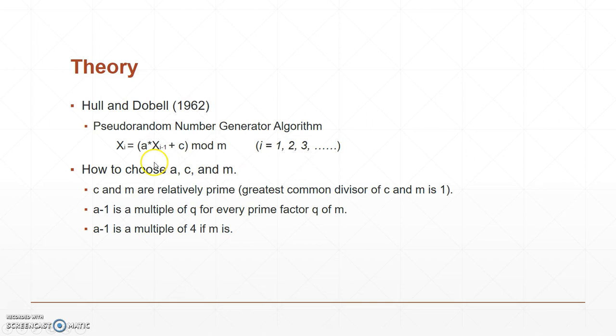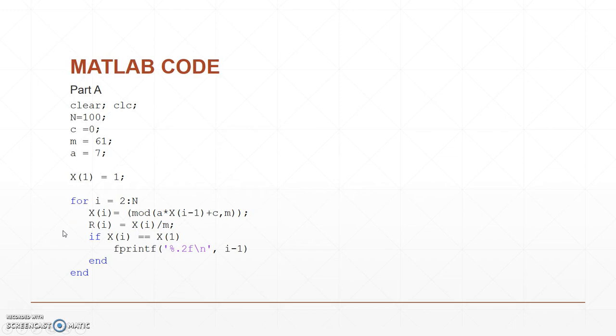And basically what they said in their theory was, here is a parameter on how to choose a good A, C, and M. What they said was that C and M are relatively prime, so their greatest common divisor of C and M is 1. A minus 1 is a multiple of Q for every prime factor Q of M. And A minus 1 is a multiple of 4 if M is a multiple of 4.